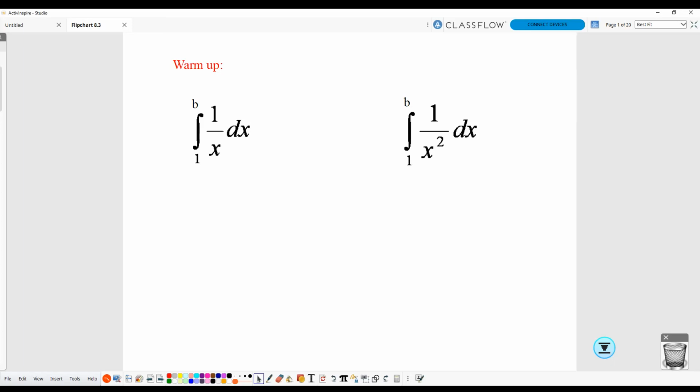Today we're doing calculus. Okay, here's your warm up. Integrate this from 1 to B.